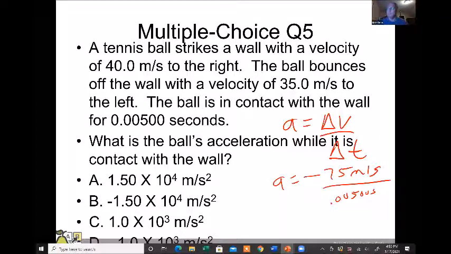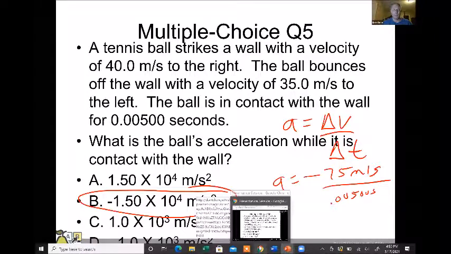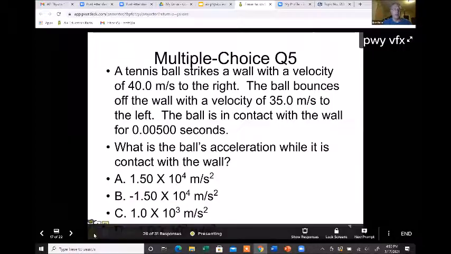There we go. So let's go negative 75 divided by 0.005. And we end up with about 15,000. In this case, negative 15,000 meters per second squared. So choice B is what we were looking for on that one. Any questions on that one? All right, let's get back to the Pear Deck then.